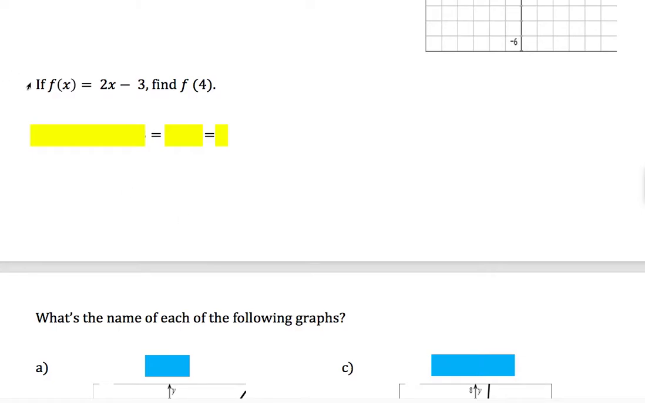All right, if f of x is equal to 2x minus 3, find f of 4. So in this case, notice your x's here and here. We're replacing those x's with 4's. So to find f of 4, I'm going to put a 4 in for x. So 2 times 4 minus 3. 2 times 4 is 8 minus 3 gives you 5.